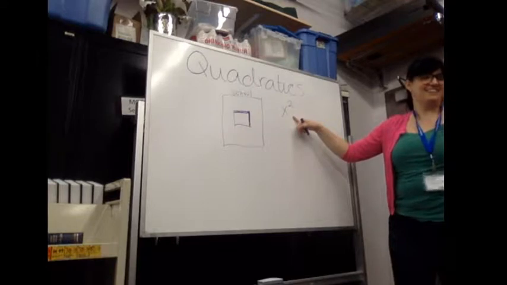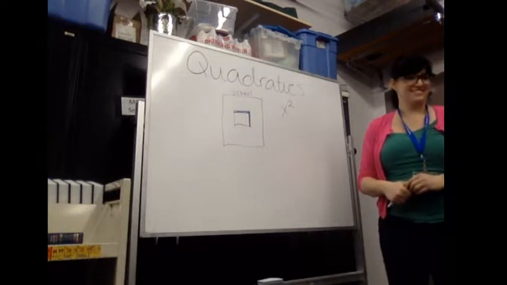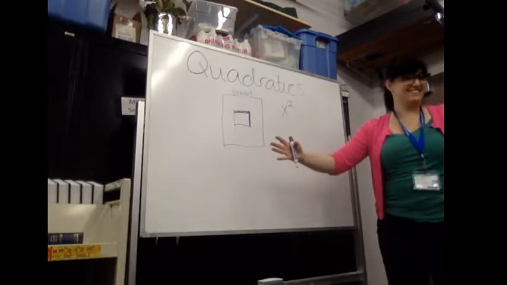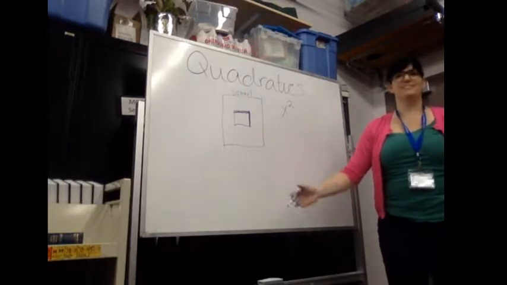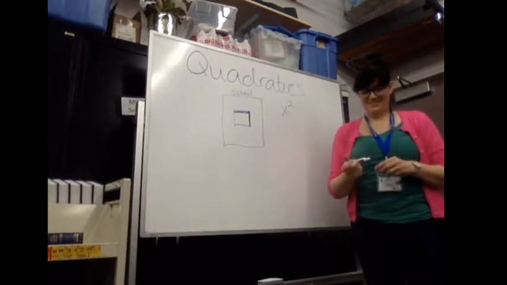Wait, so a quadratic is any variable that is squared? Yes. Okay. Deceptively easy? Yeah. I feel like there's a but. There's always a but. It's always a big one. You're weird. Thank you.